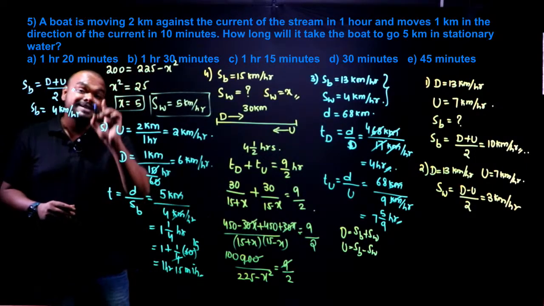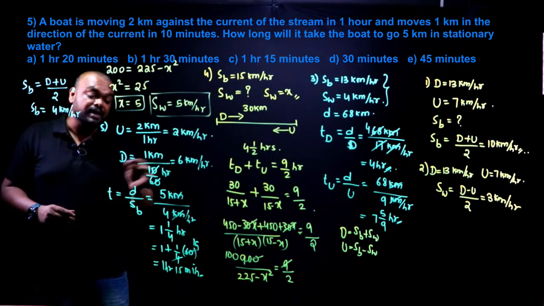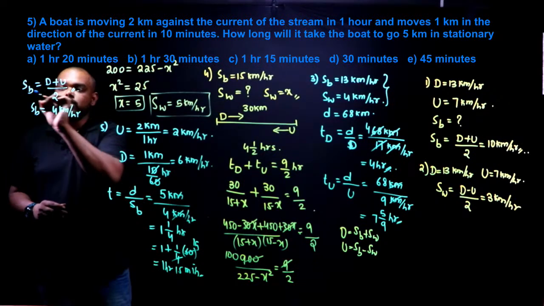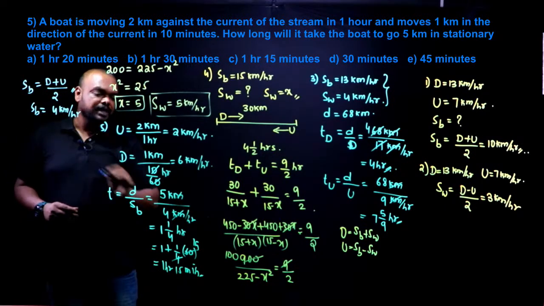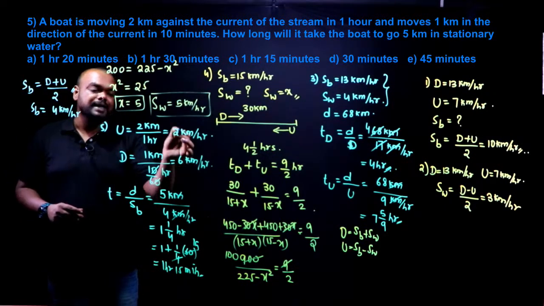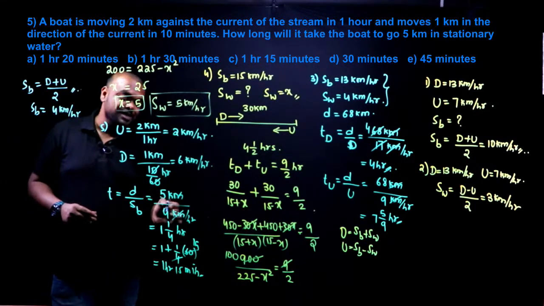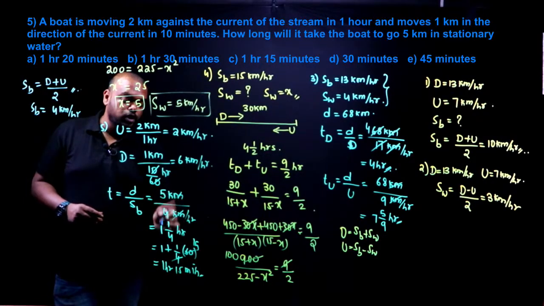Time taken in still water to cover a distance of 5 kilometer: distance by speed of boat in still water. We know SB is (D plus U) by 2. D value is 6, U value is 2. D plus U, 6 plus 2, 8. Divided by 2, 4 kilometer per hour. So SB value 4 kilometer per hour, kilometer gets cancelled. 4 into 1, 4. 1 remainder, 1 by 4.